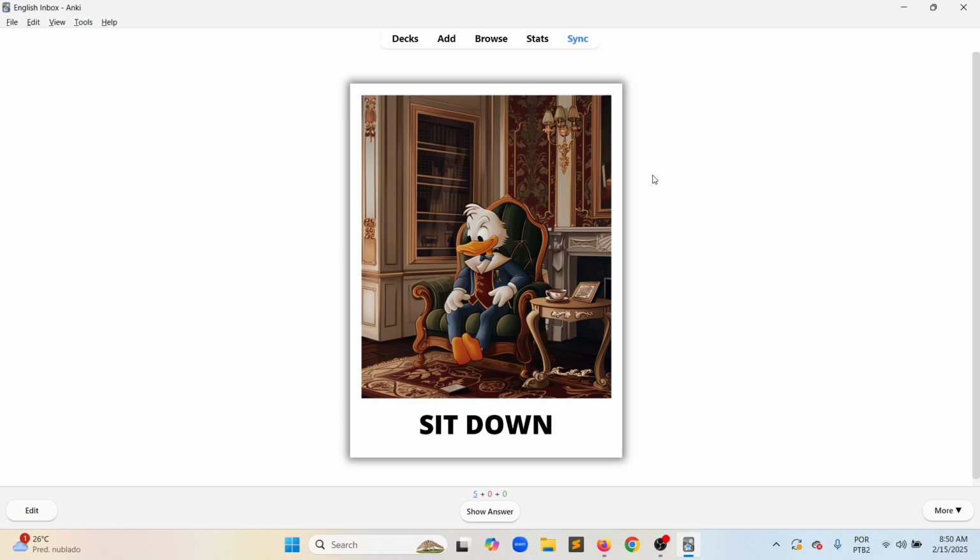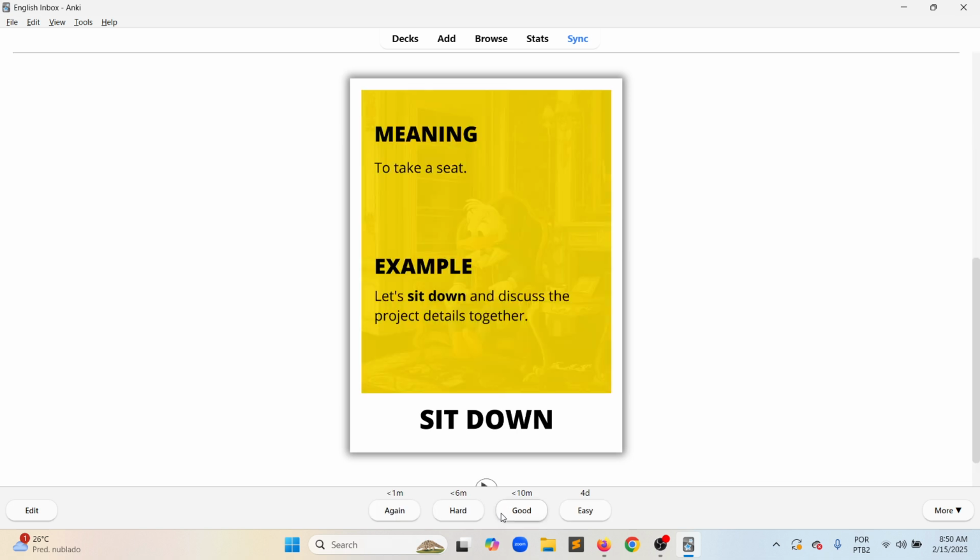Sit down. So take a look at the image for 5 seconds and think what this phrasal verb means. Sit down. Let's see the answer. Sit down: to take a seat. Example: let's sit down and discuss the project details together.